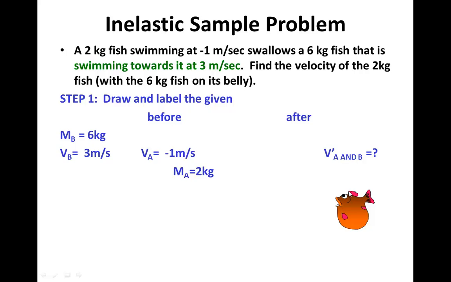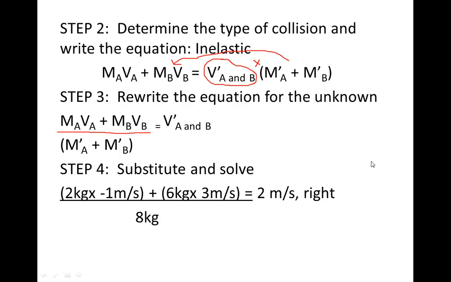After collision, the small fish actually swallowed that big fish, so now the small fish and the big fish inside its belly will have the same speed, and we're going to add both their masses, and this is the variable that we'll be looking for. Alright, so step 2, we determined that this is an elastic collision, so we copy the equation from the previous slide, and we encircle the unknown for step 3.